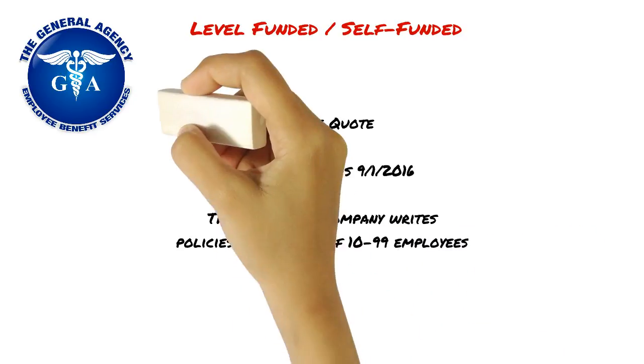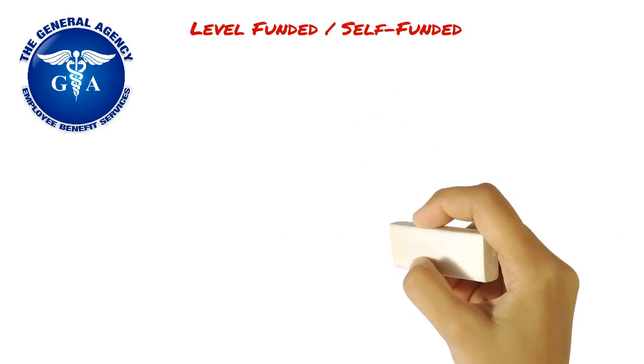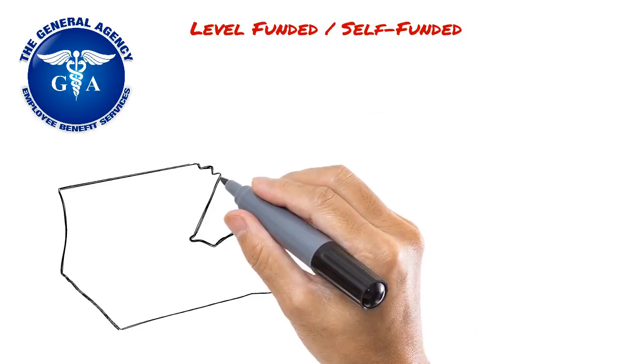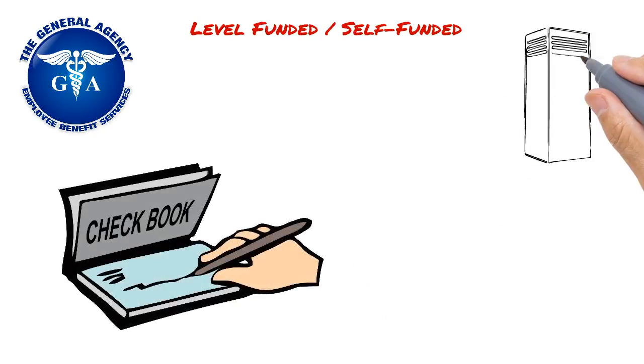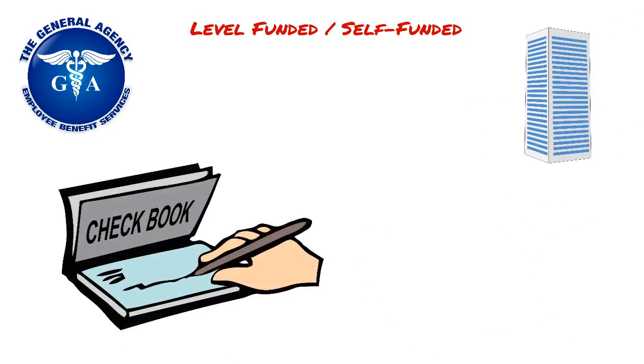self-funded plan works. For those of you who are on a fully insured policy, your premium payments are really very simple. Every month you take your checkbook out and you send a check to the insurance company, and in return they pay your claims. Now, whether you've had good claims experience or bad claims experience for that year, you just have the one premium payment that you pay, and the insurance company pays your claims.